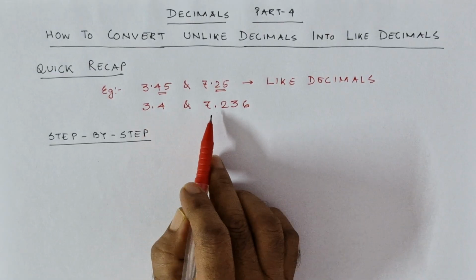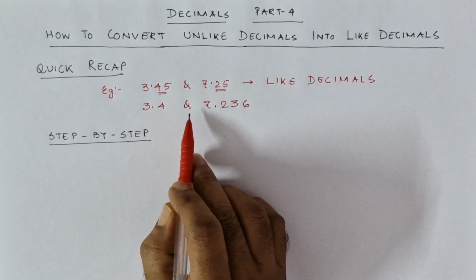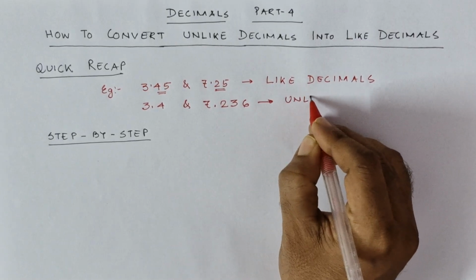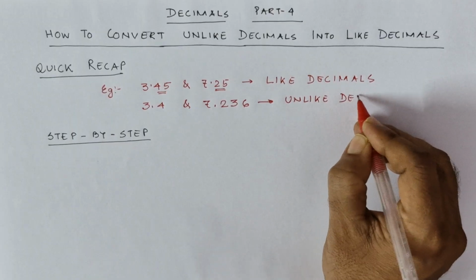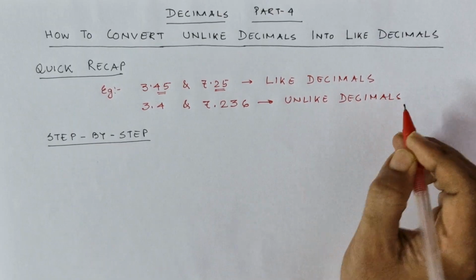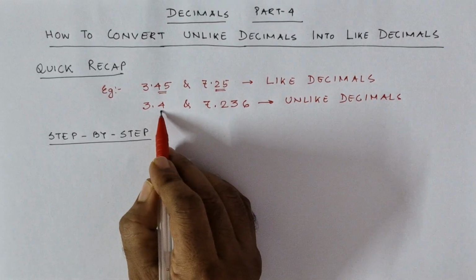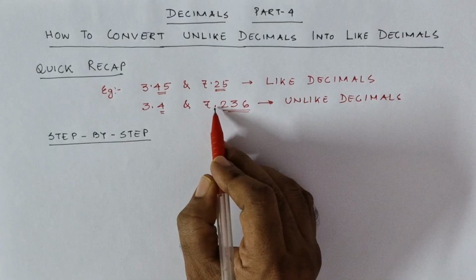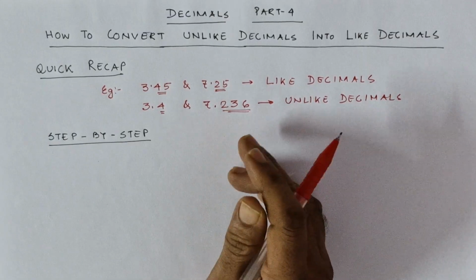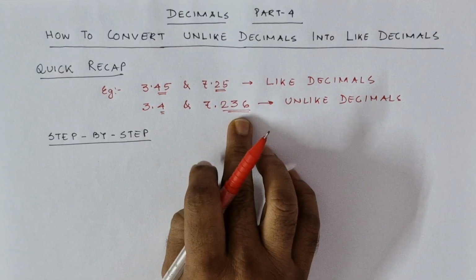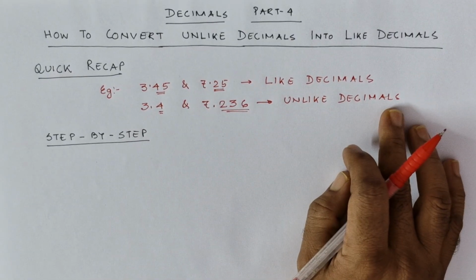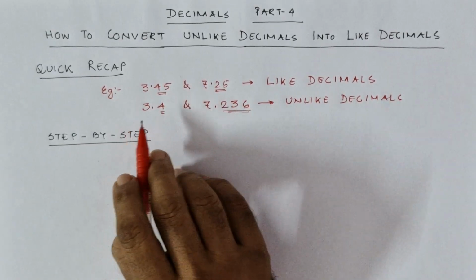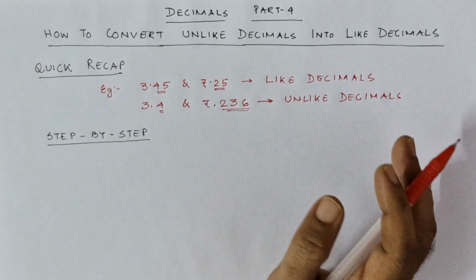So 3.4 and 7.236 are unlike decimals. Why? Because the definition says the number of digits after the decimal are not equal. In 3.4 we have one digit, and after the decimal in 7.236 we have 236, which means 3 digits. So this is 1 digit and this is 3, so they are not equal. That's why they are unlike decimals. Whereas in the first case, we have 2 digits after the decimal here and 2 digits here, so they are like decimals. So this is the recap.